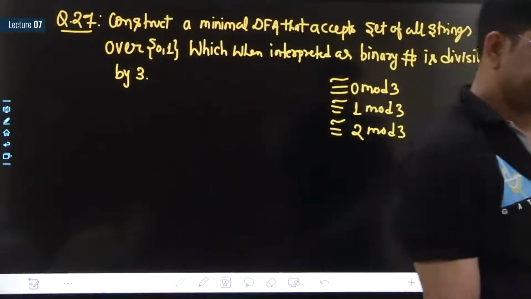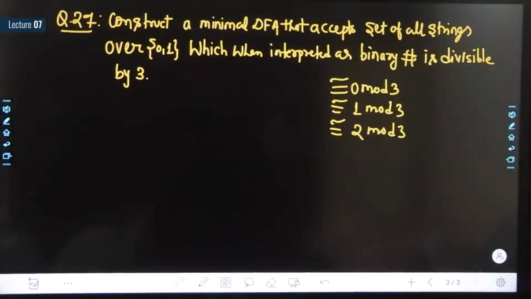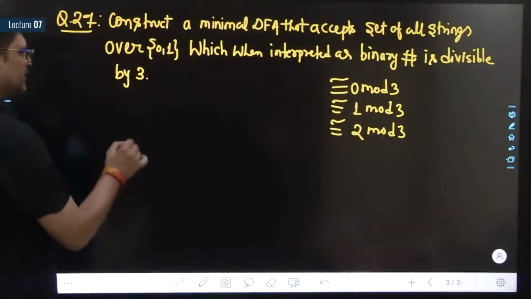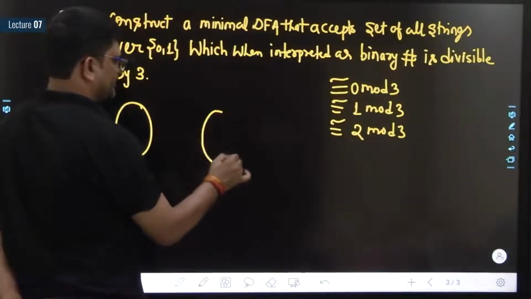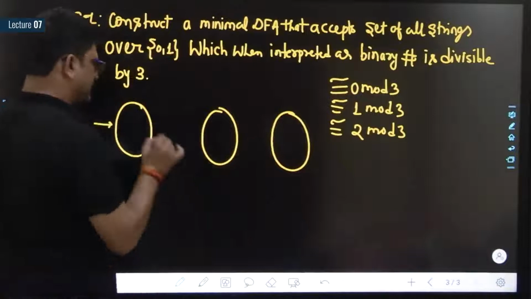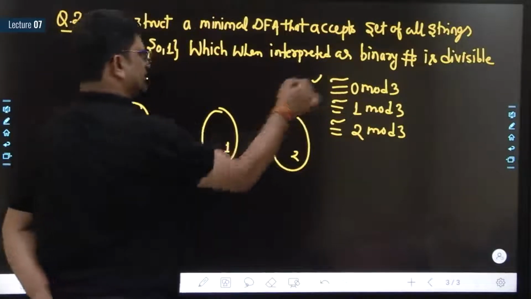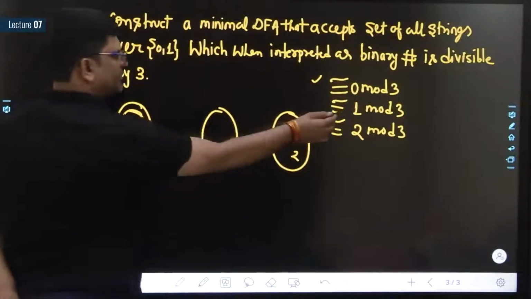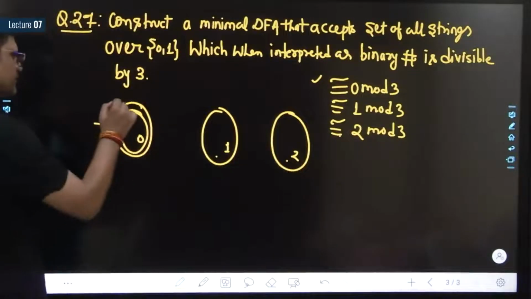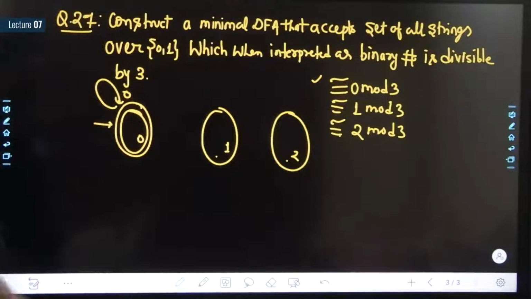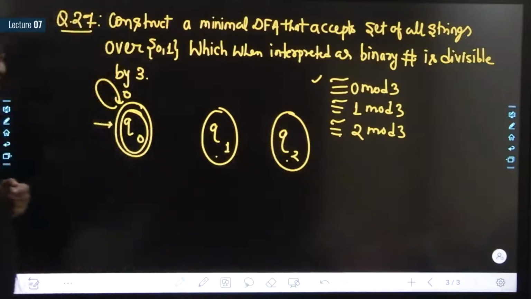Try to do this. How many states? Number of remainders. This is remainder 0, this is remainder 1, this is remainder 2. When we do this, this is the final state. When we do this, this one is final. When we do this, this is the final state. On seeing a 0, on this state, this is Q0, Q1, Q2. Clear?